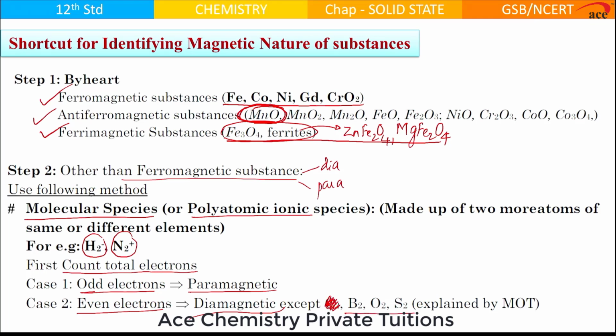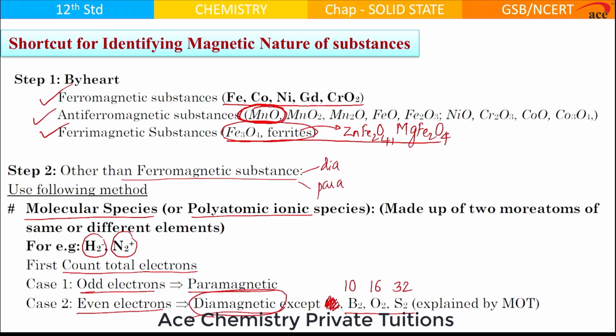Exceptions are B2 and O2, where B2 has 10 electrons, O2 has 16, and S2 has 32 electrons. So remember, B2, O2 and S2 are paramagnetic. Remaining all substances are diamagnetic.